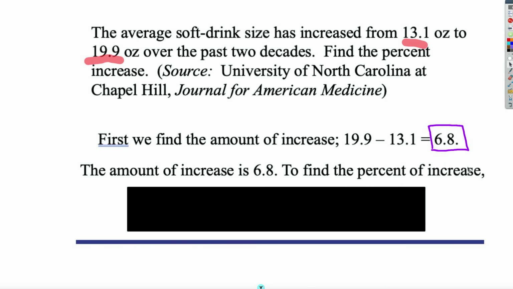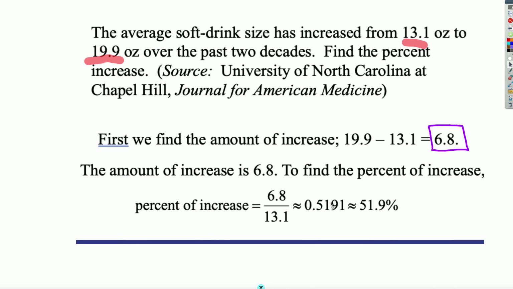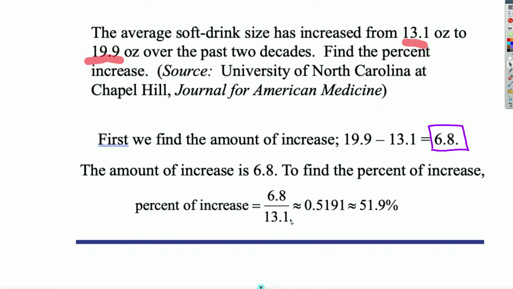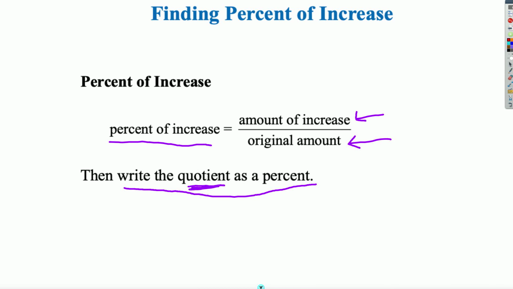Now that I found my 6.8, my percent increase is the amount of increase over the original. So it increased by 6.8 over my original, which started out at 13.1, and then I just divide. When I divide, I'm going to get a decimal, and I wanted my answer as a percent, so I moved the decimal to the right 2 times. That is percent increase. You might screenshot that. It's the amount of increase over the original, not the new amount, the original amount.